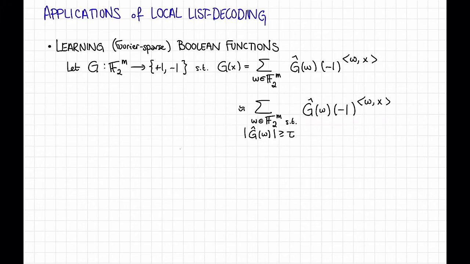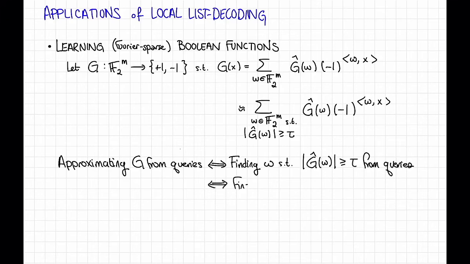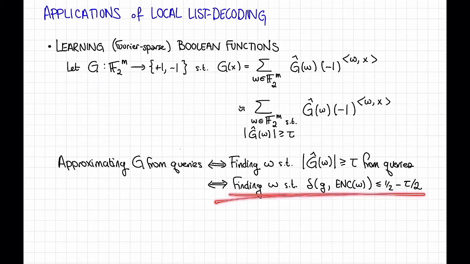Then we saw that approximating g from queries was essentially the same as finding all omega so that the encoding of omega under the Hadamard code was pretty close to g in relative Hamming distance. That is, approximating g from queries was basically the same problem as finding a list of all of the omegas so that the relative Hamming distance between little g, that's just the 0,1 version of capital G, and the encoding under the Hadamard code of omega was less than or equal to 1/2 minus tau over 2. And this is precisely what our local list decoder let us do.